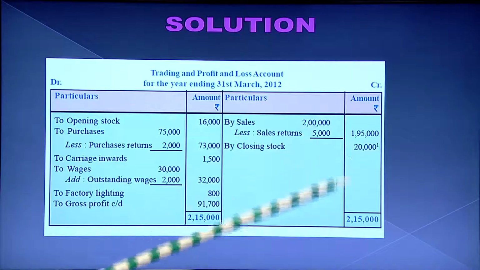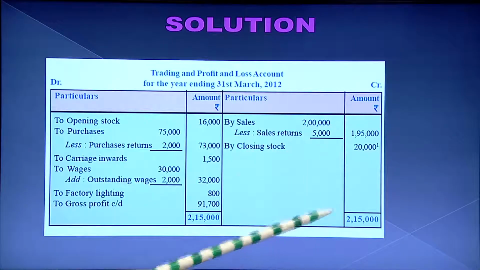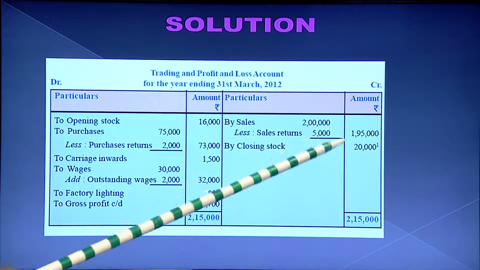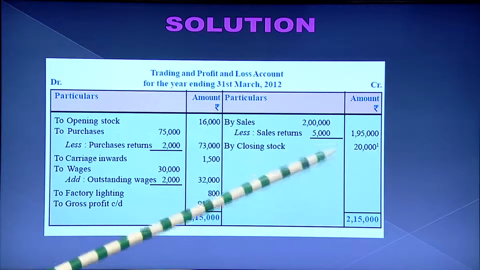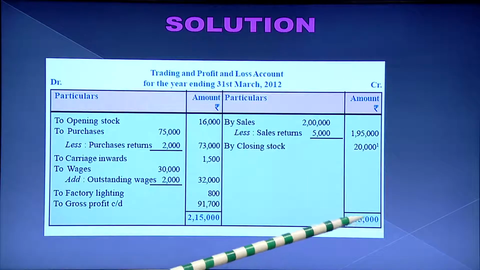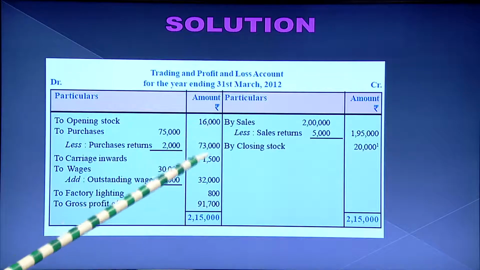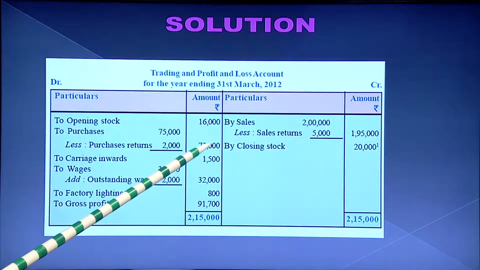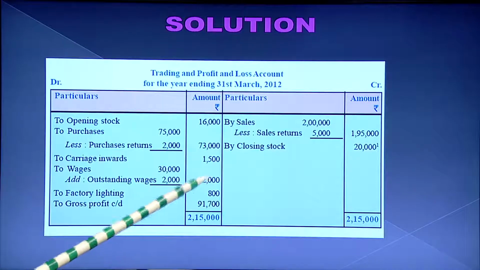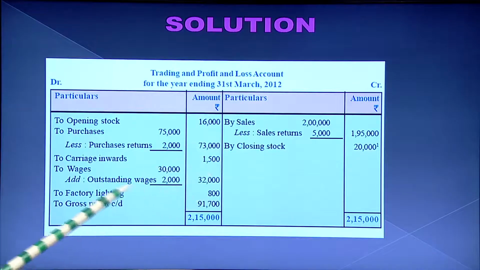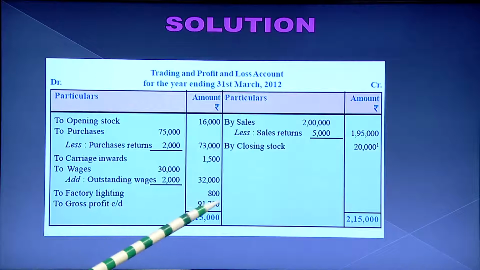Now, we will total, because the credit side is greater. So, credit side is greater, then we will total the credit side, that is 2,15,000, that will be written on the debit side also, and after that you will deduct all the expenses 16,000, 73,000, 1,500, 32,000 and 800 from this. So, you will get gross profit of rupees 91,700.